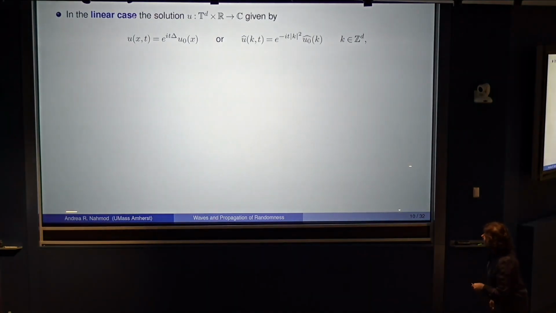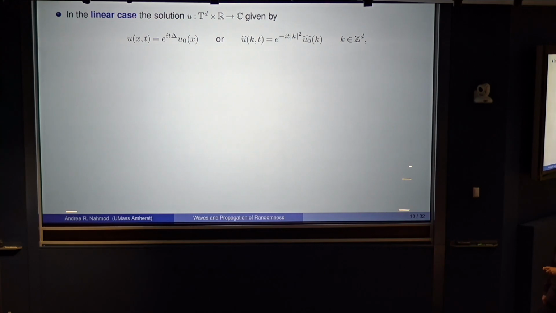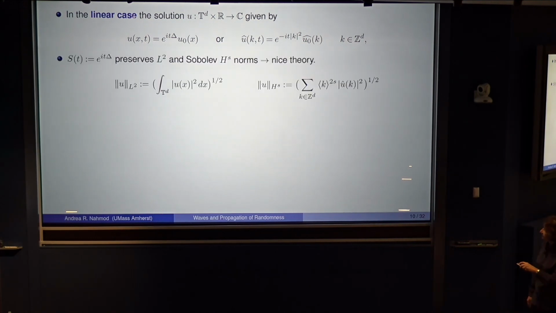All right. When I take the right-hand side equal to 0, that's the linear problem, and for the linear problem we have an explicit solution, given by the semigroup e to the i t Laplacian applied to u0, your initial condition or datum. On the Fourier side this can be written as e to the minus i t k squared times u hat of k. And so minus k squared is the dispersion relation. The semigroup here is unitary, and preserves the L2 norm.